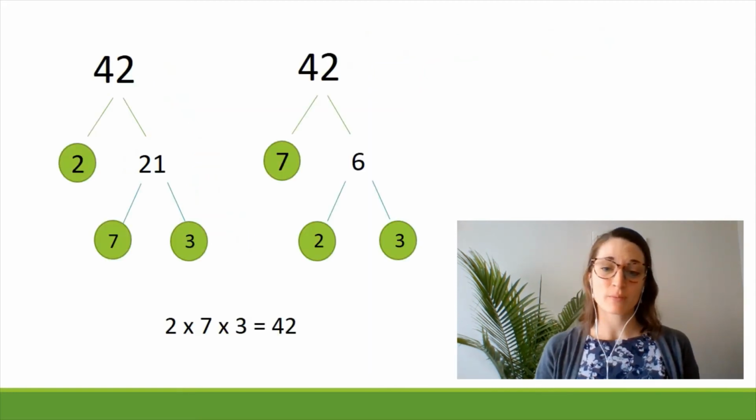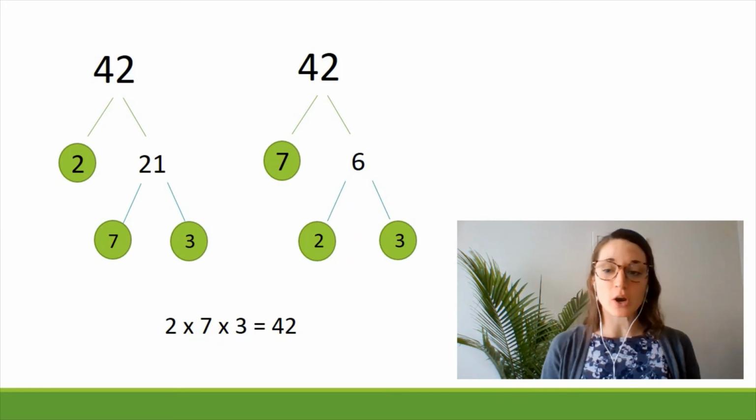So this confirms that no matter which factors we start with, we can still get the right prime factors in the end. So take a look. 2, 3, and 7 are still the prime factors for both factor trees, even though we got them in different ways.